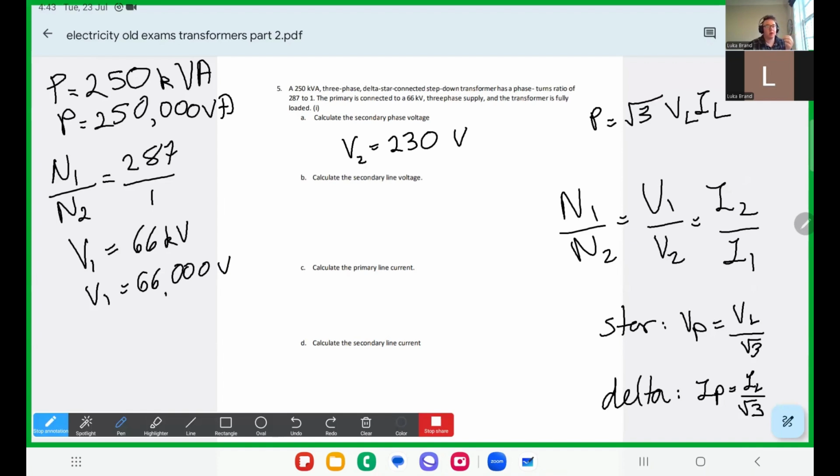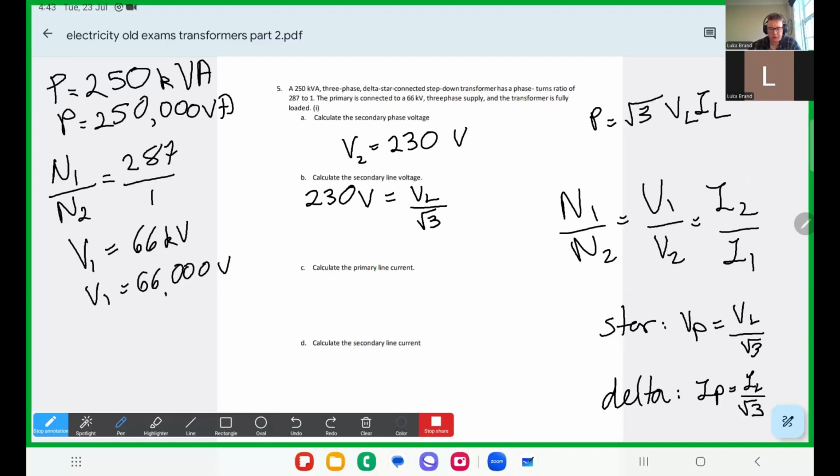Now, I need to find the secondary line voltage. Secondary tells me that it is star. And I have this equation here, which tells me that V phase equals V line divided by square root of 3. The reason I'm going to choose that equation is I have the secondary phase voltage, and now I need to find the secondary line voltage. So I'm going to fill in the equation with what I already know. V phase is 230 equals VL divided by square root 3.